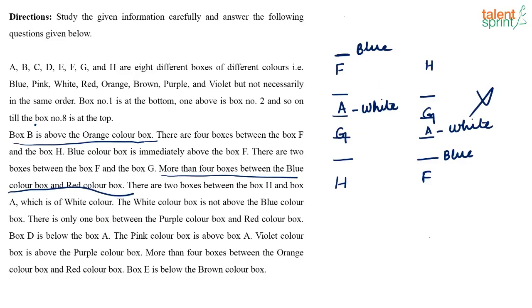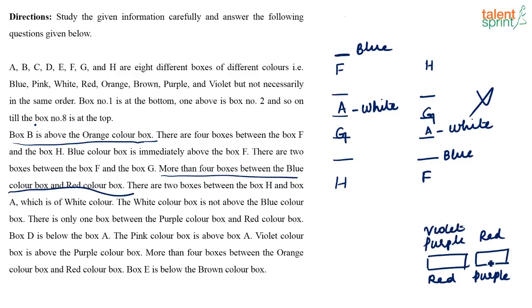Next, there is only one box between the purple box and the red colored box. So you have purple, then a box in between, and then red, or it can be red, a box in between, and then purple. So we don't know which is correct. Let us wait for that. Next, what else is given? The violet colored box is above the purple colored box. So if this is the case, violet is here, and if this is the case, violet is here.